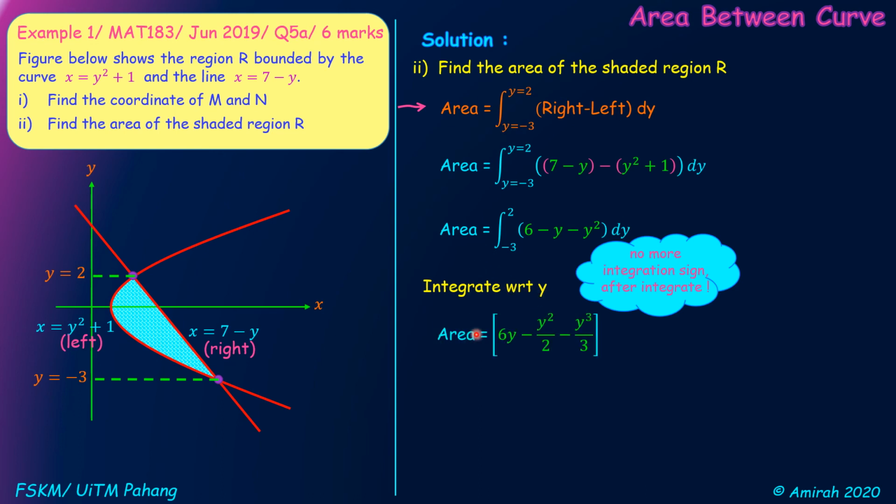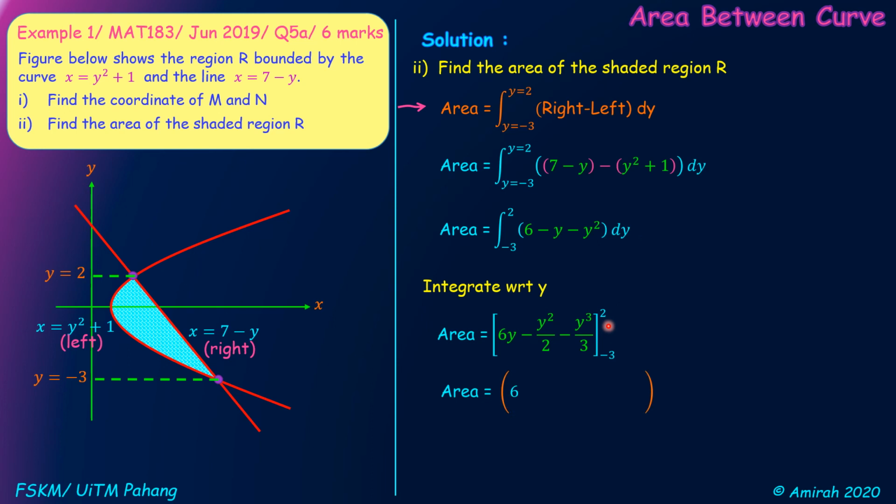So area equals, when we integrate 6 with respect to y, we get 6y. Minus, when we integrate y with respect to y, we get y squared over 2. And then minus, when we integrate y squared with respect to y, we get y cubed over 3. This is a definite integral, so no need to put plus c, but we need to write a square bracket with lower limit and upper limit.